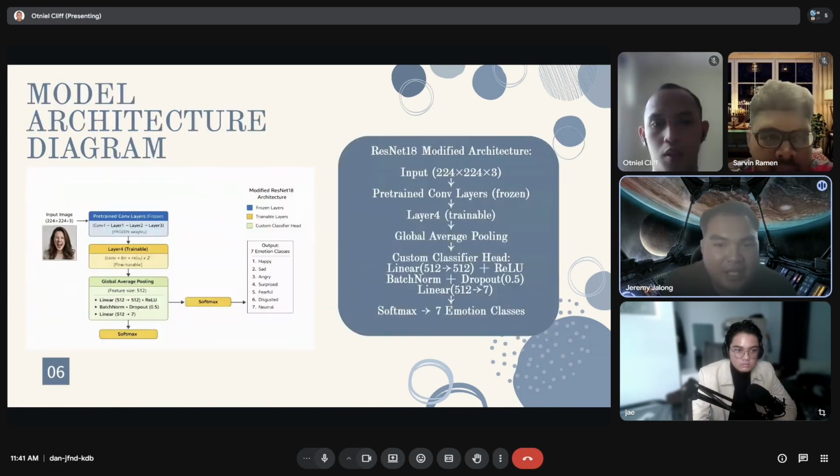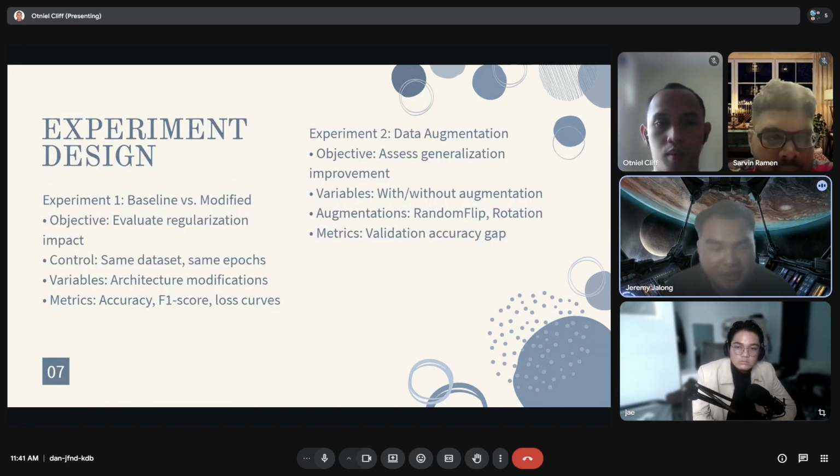Next slide, the model architecture diagram. This diagram illustrates the pipeline. Input images are processed through frozen blocks, then fine-tuned in layer 4. The 512 feature vector passes through our custom ReLU and dropout head, ending in a softmax layer to classify the 7 target emotions.